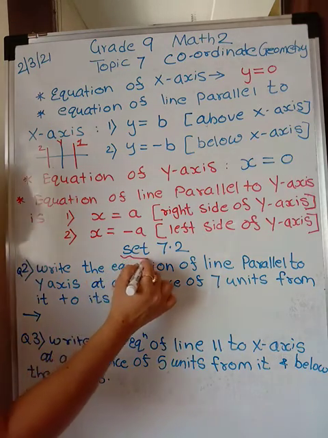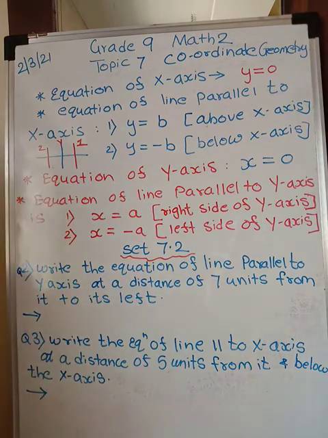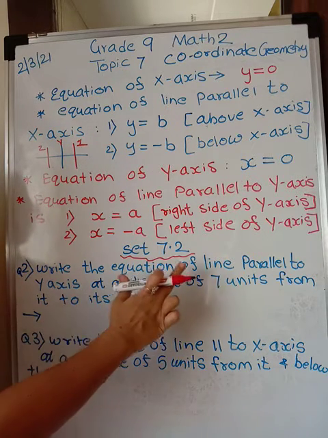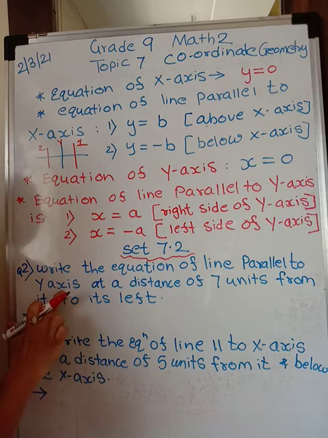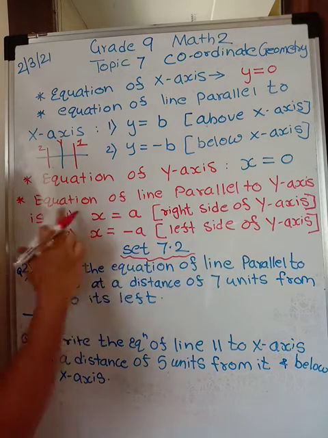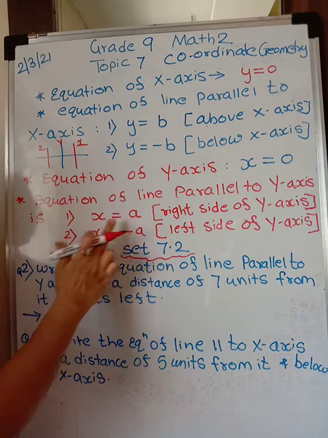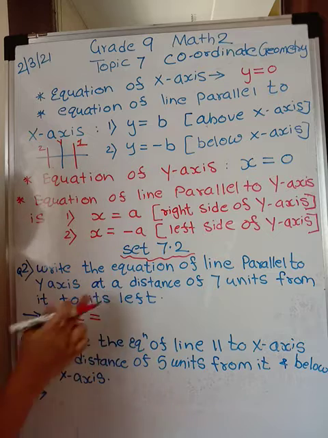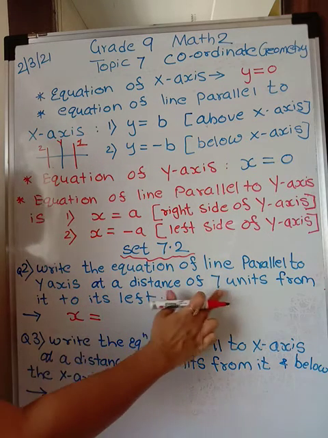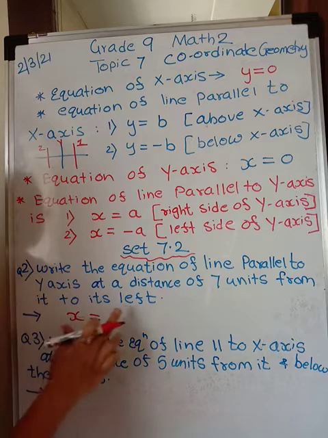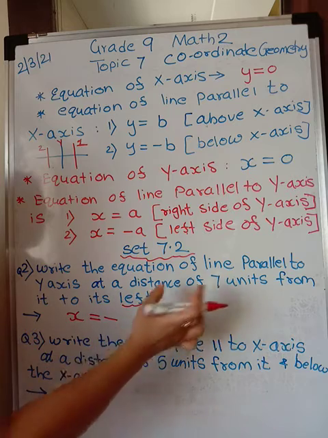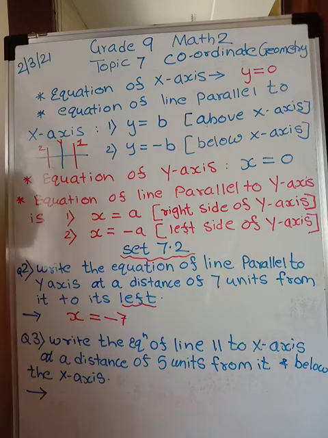Just see, now we are doing 7.2. See the first question. The first question we have already done. Now this is question 2. Write the equation of a line which is parallel to the y-axis. So the line is parallel to the y-axis. That means either it will be x is equal to a or x is equal to minus a. So x is equal to something would be there if it is parallel to the y-axis, at a distance of 7 units from it to its left hand side. If it is left, we have to give a minus sign. And how much is the distance? It is 7. So your equation would be x is equal to minus 7.